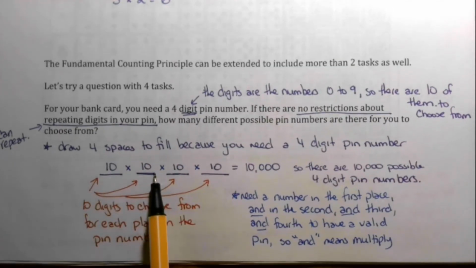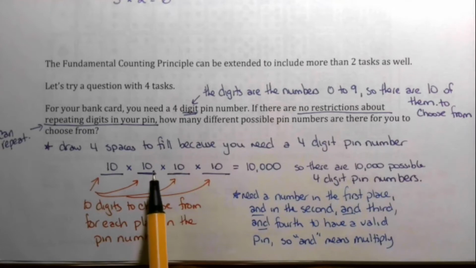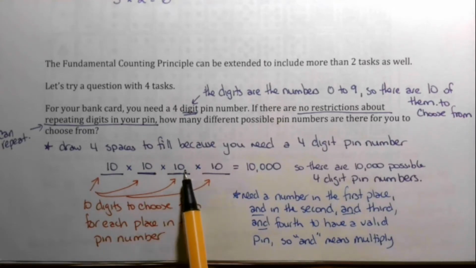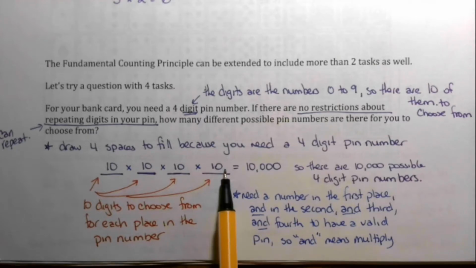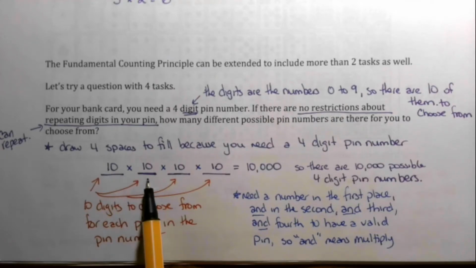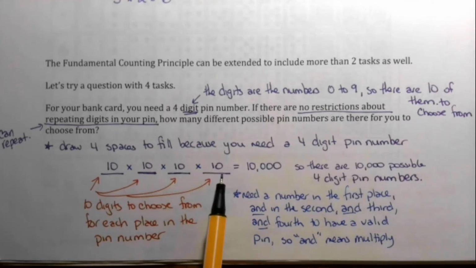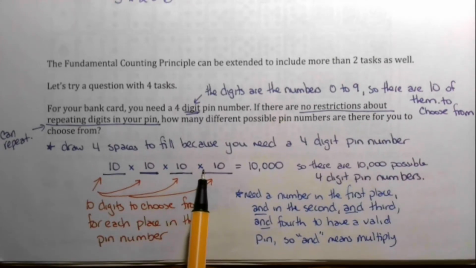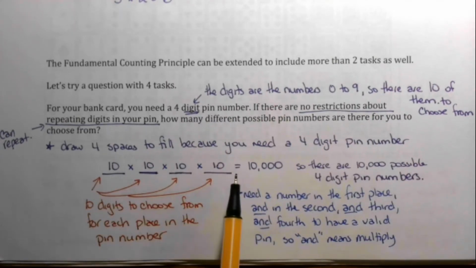For my second number of my PIN number, because I'm allowed to repeat them, there's still 10 digits, the digits 0 to 9 I could pick from, and then 10 for the third, 10 for the fourth. When I'm making a PIN number, I have to have a number in the first spot, and a number in the second, and a number in the third, and a number in the fourth. Otherwise, I don't have a full PIN, and and means multiply. So I'm going to multiply all my possibilities together, and I'm going to get 10,000 different possibilities for 4-digit PIN numbers.